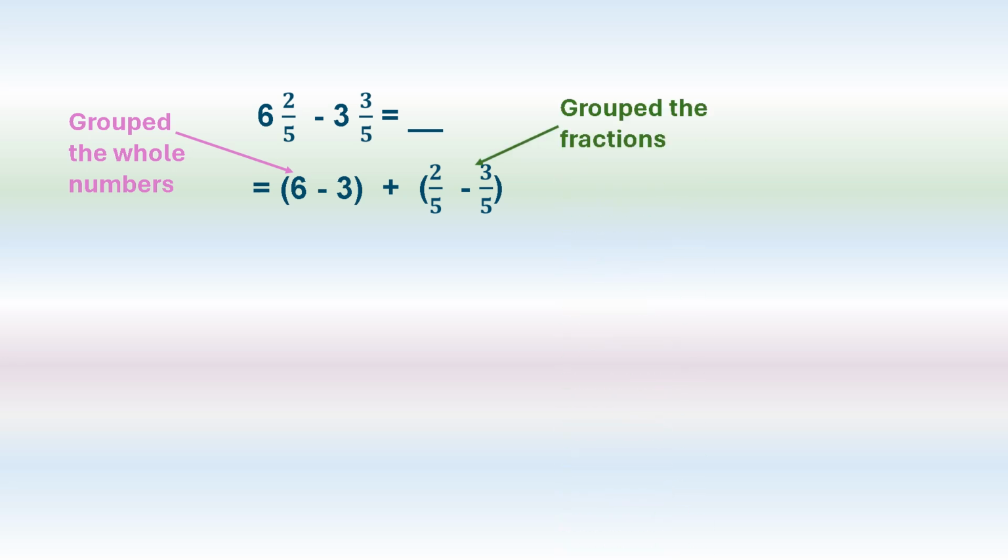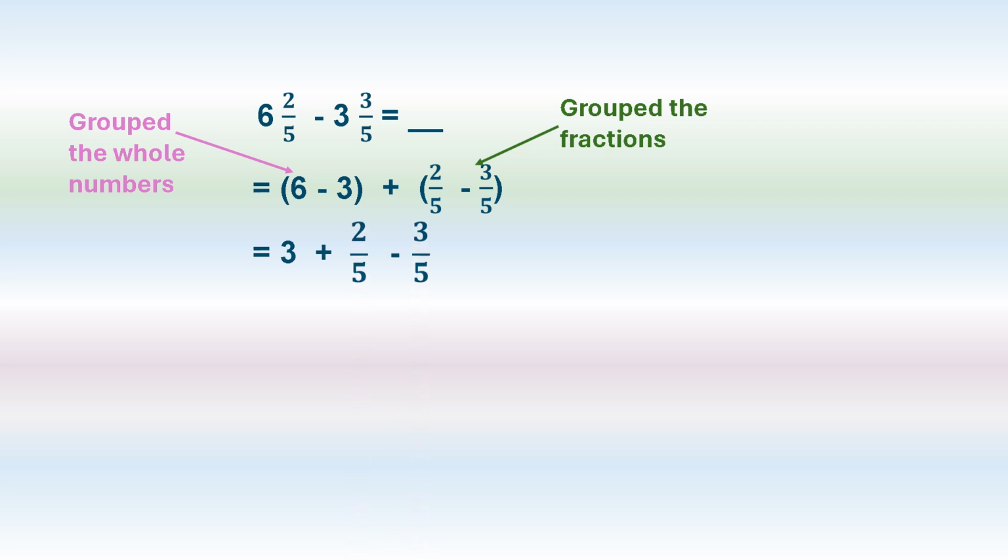Now, the first thing that we're going to do is group the whole numbers. So the whole numbers are 6 subtract 3. Then we're going to group the fractions together, and the fractions are 2/5 subtract 3/5. So now we're going to solve that. 6 subtract 3 is 3.